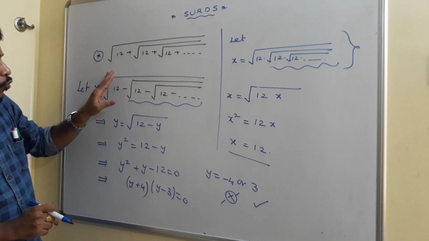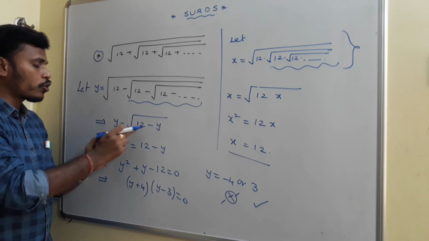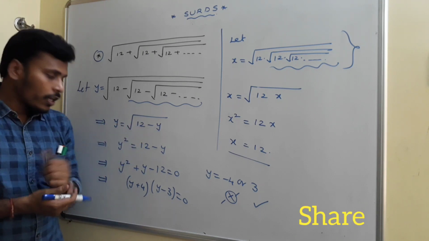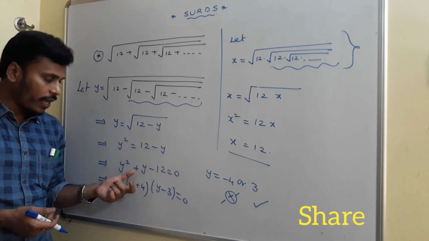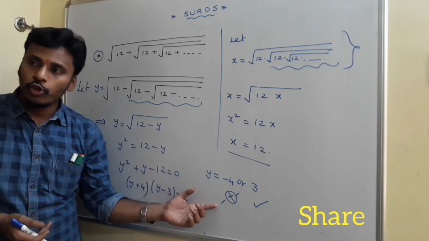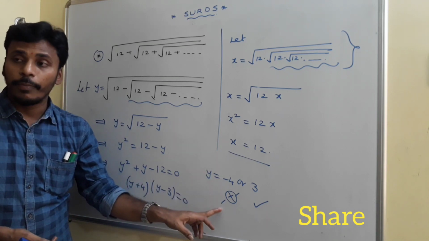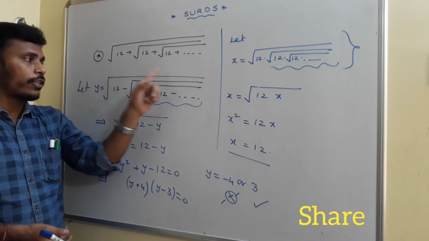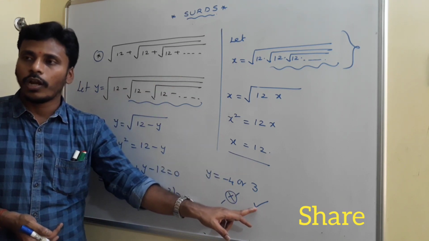If you remove one root 12, again the whole problem will look like y itself. So y is equal to square root of 12 minus y. If you square on both sides, y square is equal to 12 minus y. Rearrange, factorize, get the value of y as minus 4 or 3. See, minus 4 is neglected here because the square root value is always positive, as I mentioned. You need to choose the positive value 3 as your answer.